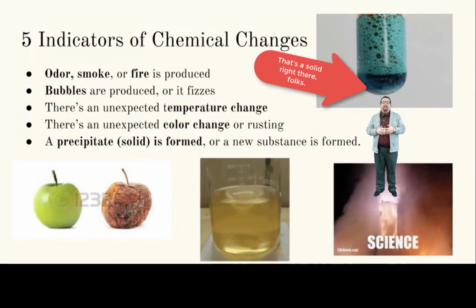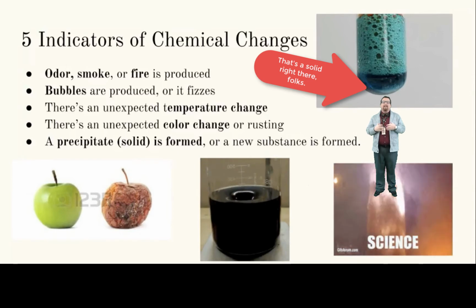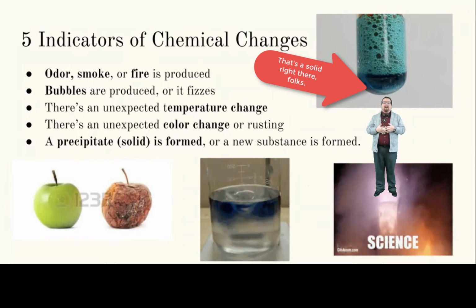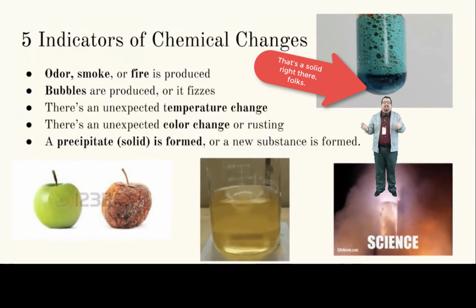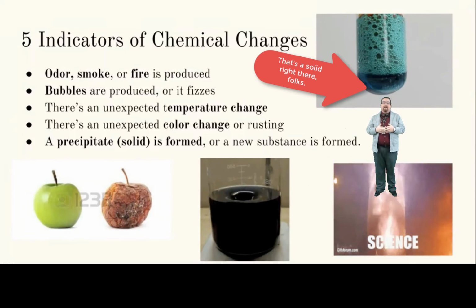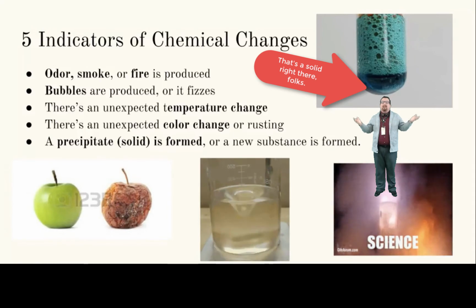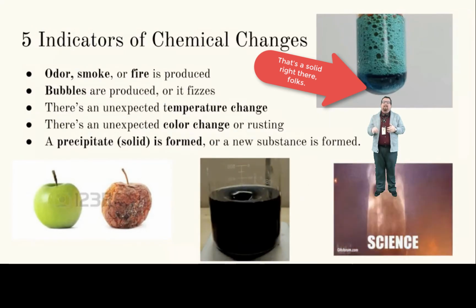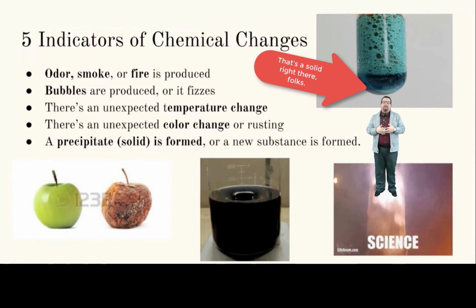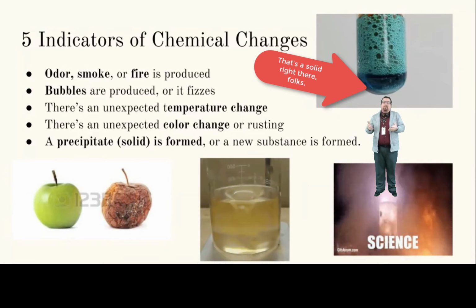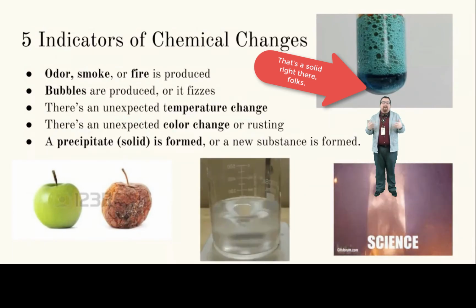And finally, if there's a precipitate or a solid formed, that indicates that a new substance was formed. So you can mix 2 clear liquids together and end up with a green colored solid that sinks to the bottom of the beaker. That solid is the precipitate that was formed, and it's something new, so you would expect that was a chemical change.